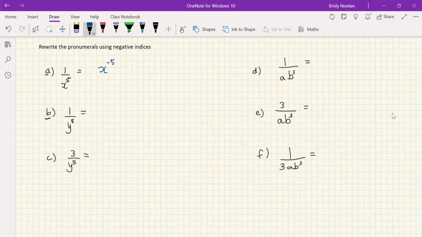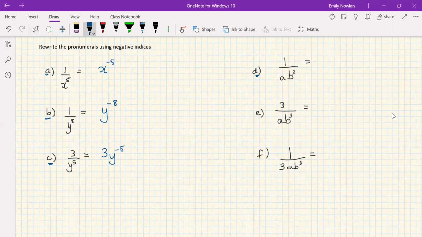Okay, what about question B? 1 over y to the 8. Again, if I want to bring the y up to the top, I need to make the power negative. Now, what's different about C? On the top, instead of having a 1, I've got a 3. So the 3 stays there. It's already on the top. And the y needs to come up, but the 5 becomes a -5.